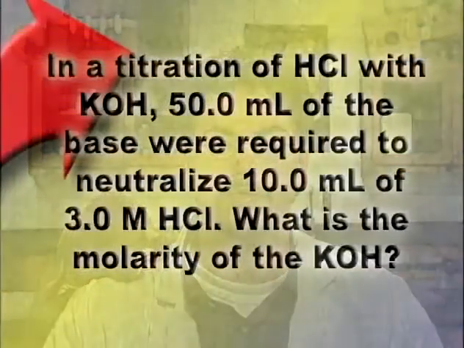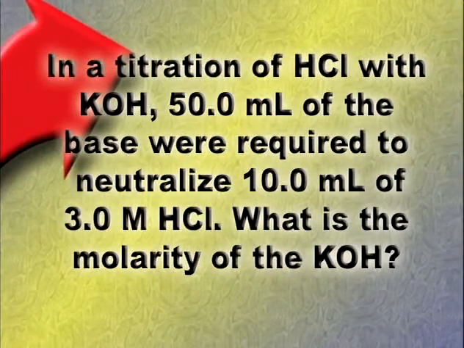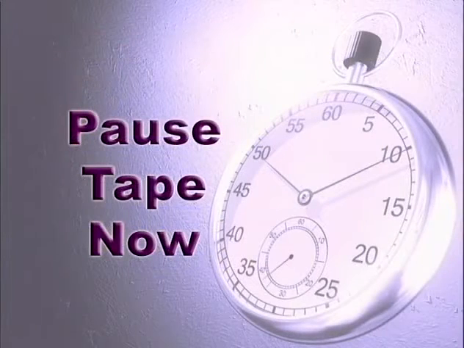Try this one. In a titration of HCl with KOH, 50.0 milliliters of the base were required to neutralize 10.0 milliliters of 3.0 molar HCl. What is the molarity of the KOH? Local teachers, please pause the tape for your students to work this problem.